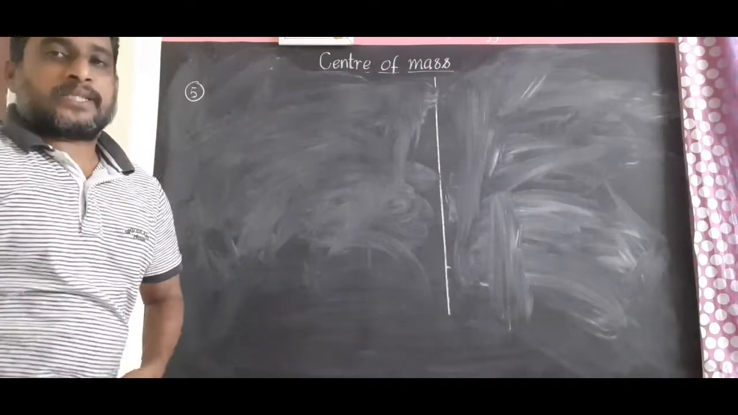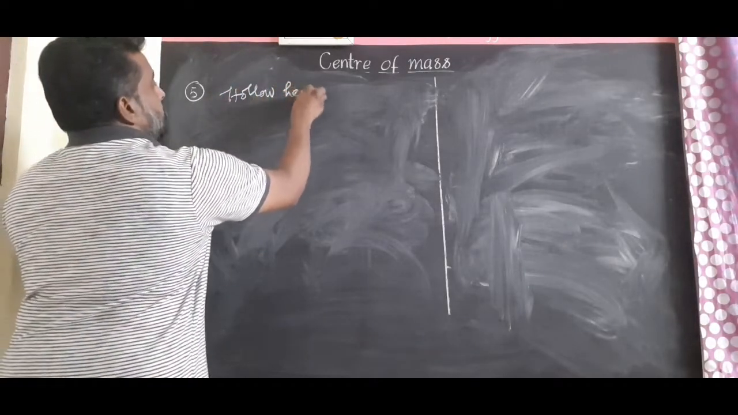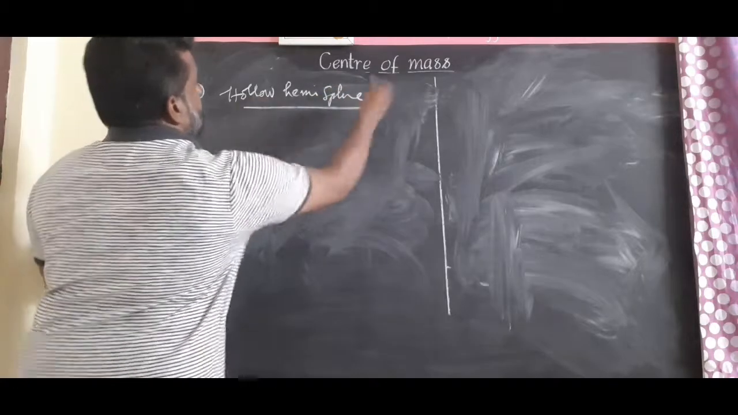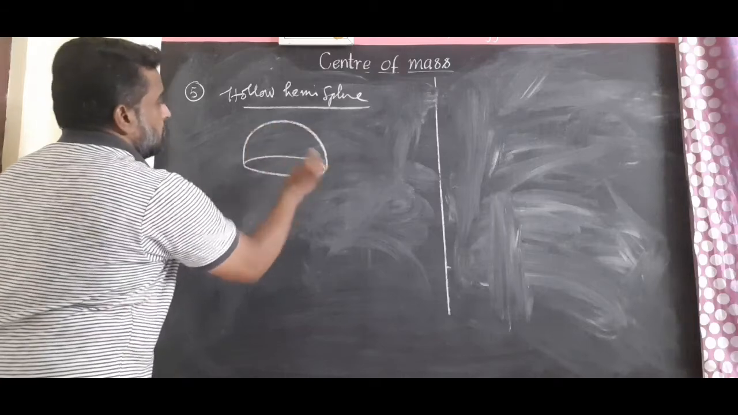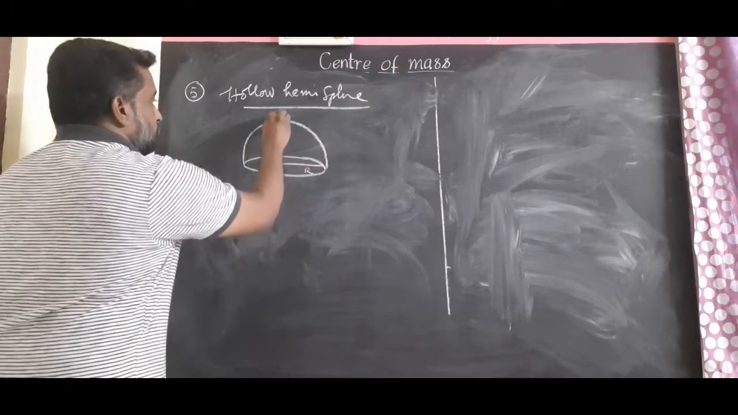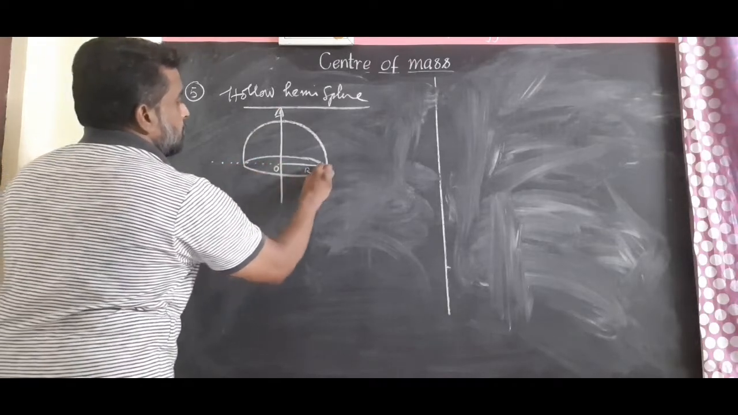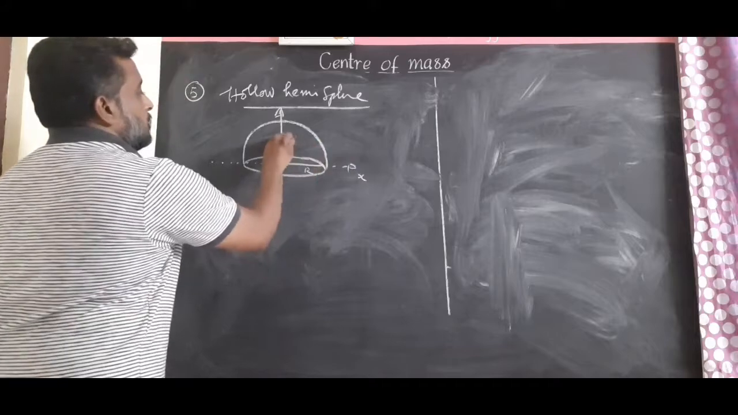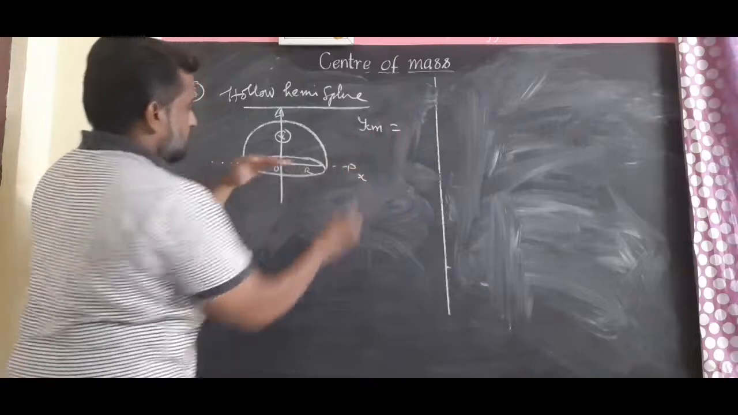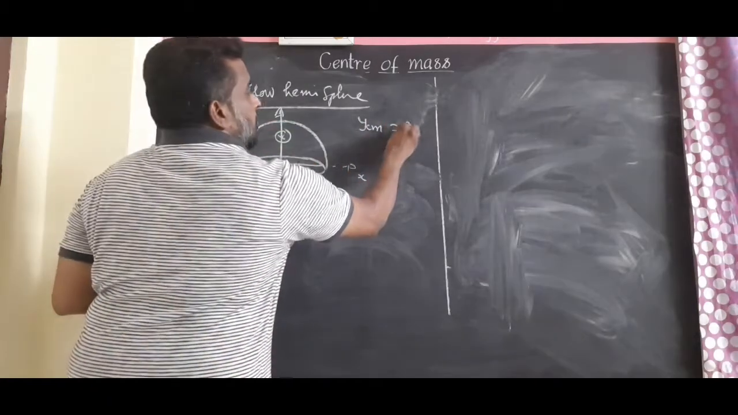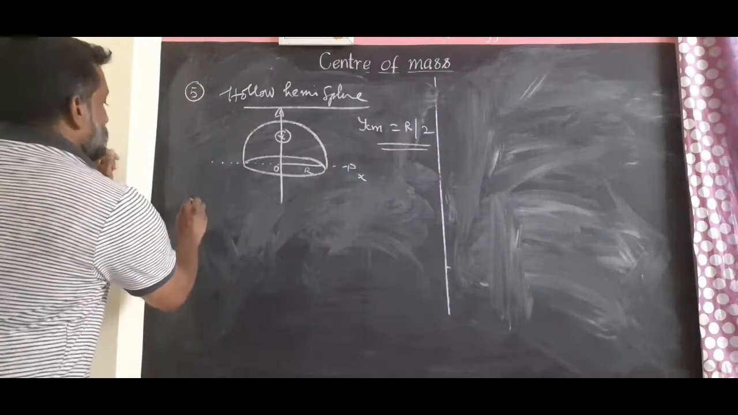Next, the fifth case is the hollow hemisphere. Here it is an example of a hollow hemisphere of radius r. It is also symmetrical about the y-axis. This is the x-axis. This is the location of the center of mass. That location of the center of mass from the x-axis is at a distance of r by 2. Very easily you can practice this equation.